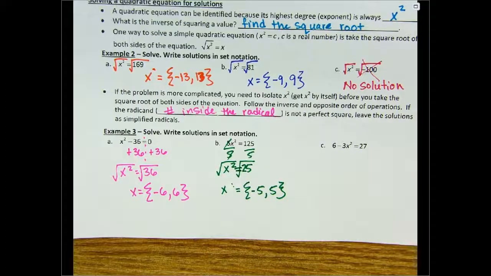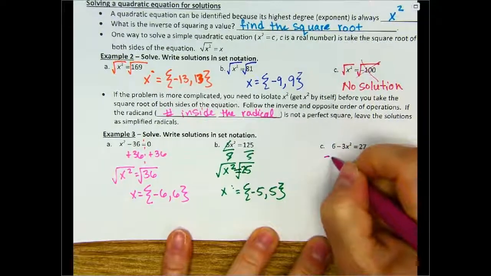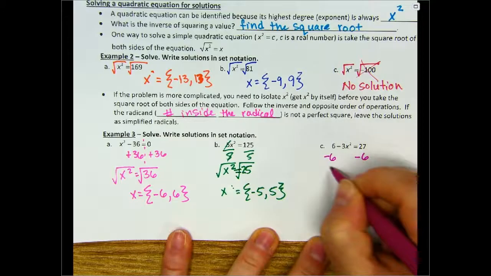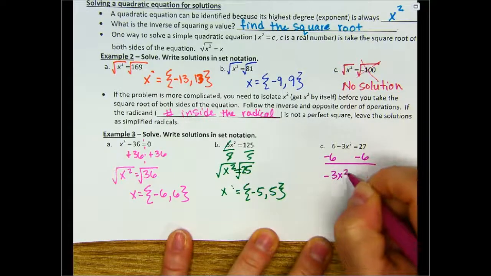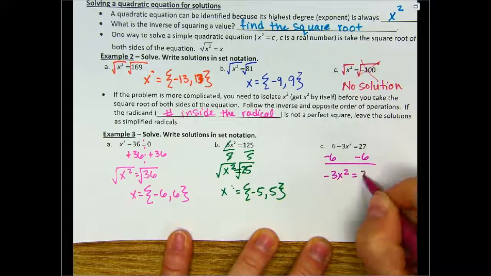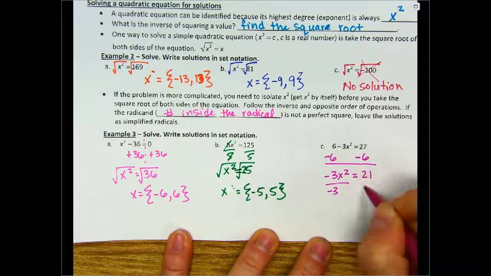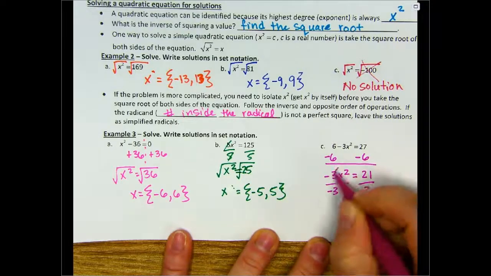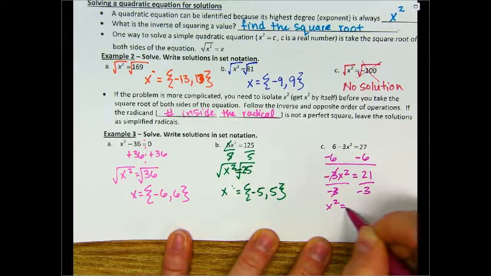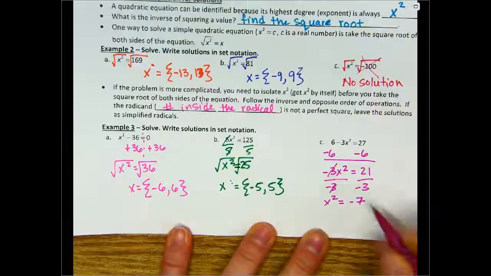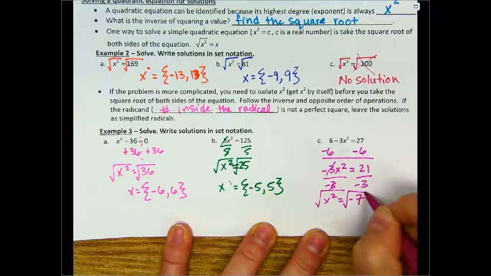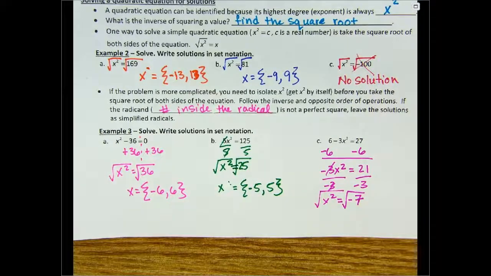All right, last one. This one's two steps. To get this by itself, we're going to subtract the 6 from both sides, and I get negative 3x squared equals 21. Divide both sides by negative 3, and I get x squared equals negative 7. Here's one of those where I don't know the square root of 7. Oh, but wait a minute, something else is going on here too. I'm going to see if you can figure it out. Let's see if you can tell me what this answer is.